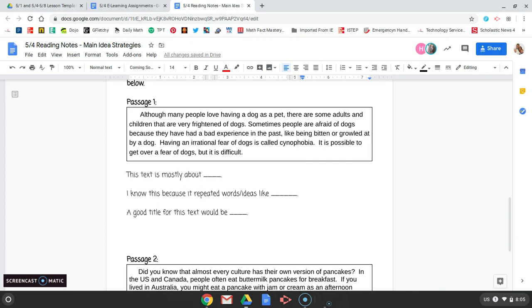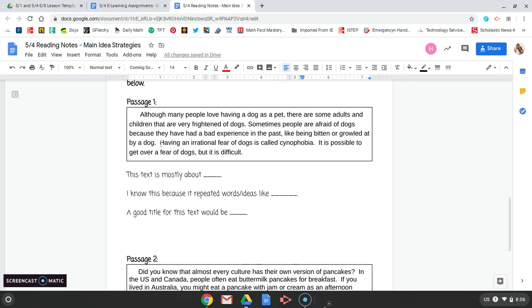Okay, so something I'm noticing already is the word dog is being talked about over and over again. And then I've noticed the words frightened and afraid. And then bad experience, I feel like goes with frightened and afraid because that's why they're frightened and afraid. And then same thing with bitten or growled. Those are all bad things or things that would make you afraid. So far I'm thinking this text is about being afraid of dogs because those are the ideas that are repeating. So I'm going to keep going and looking for more repeated words.